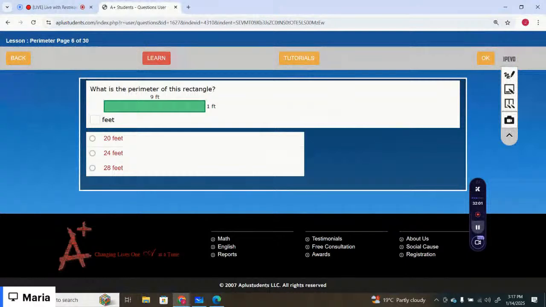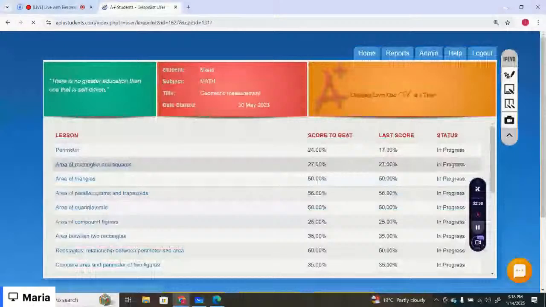Okay, you can complete the lesson by yourself later today. Let's just move on to the next lesson. The next lesson is area of rectangles and squares.